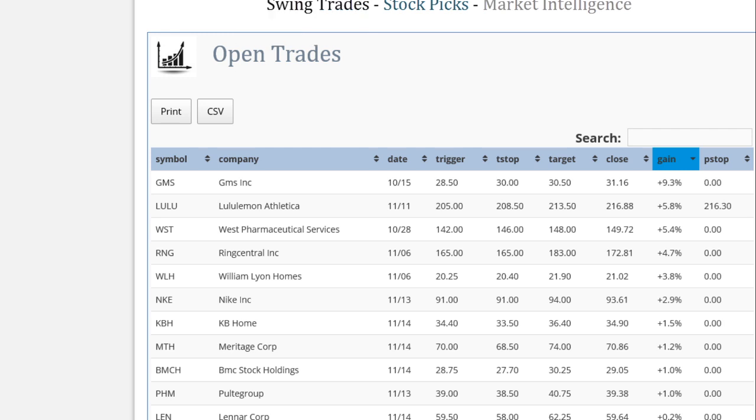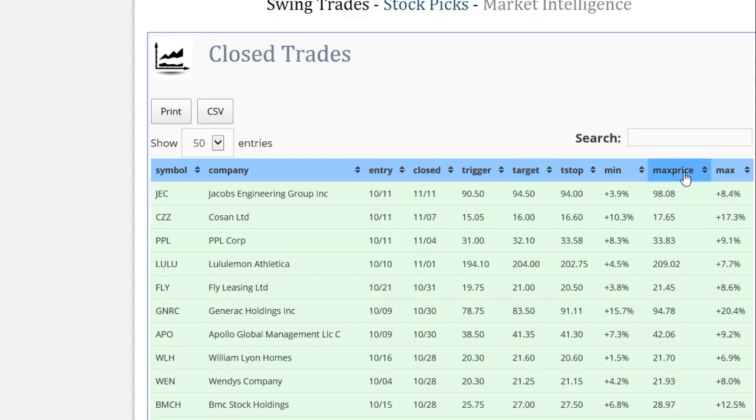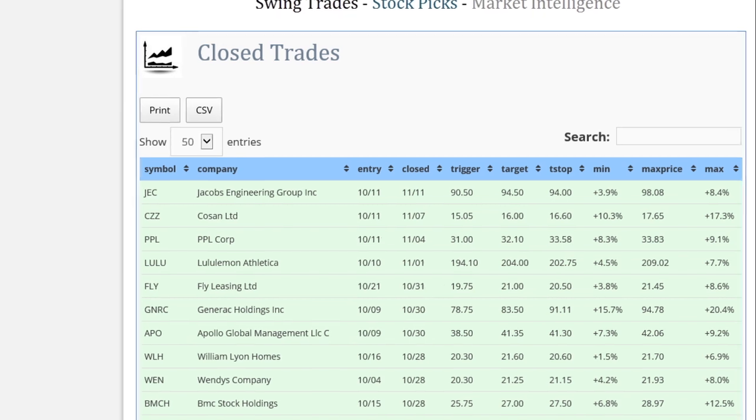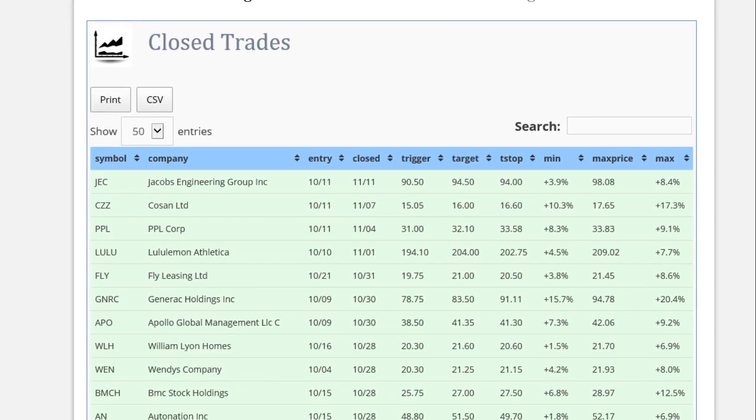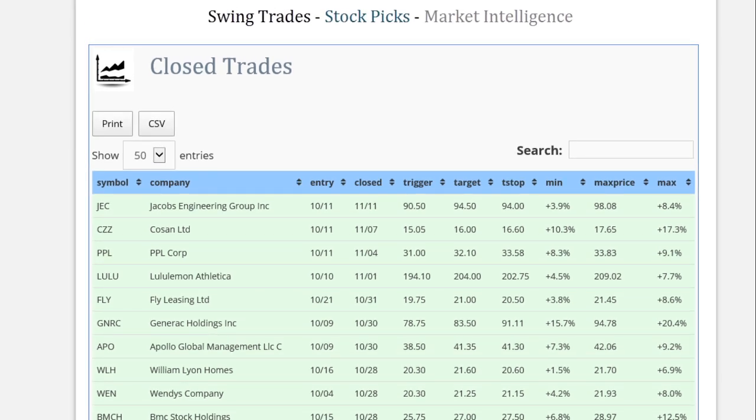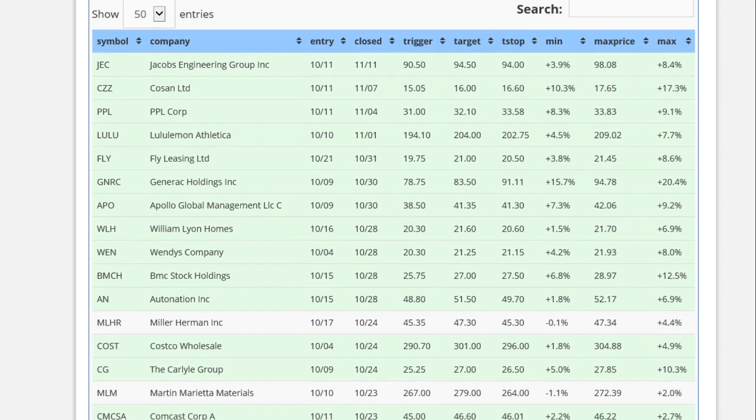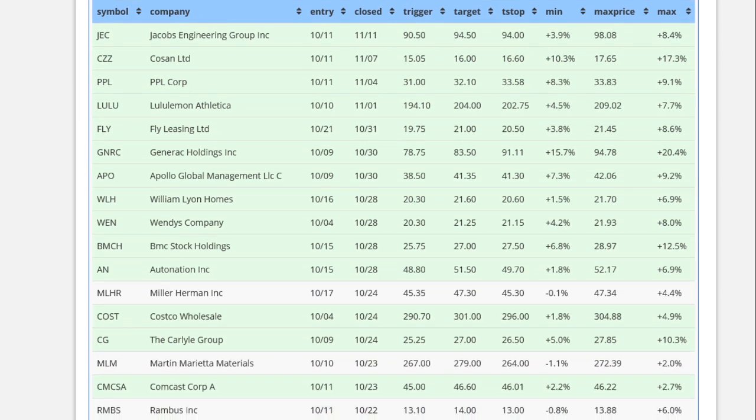The closed trades here. Last thing I want to talk about here, real quick, is some of these closed trades. Now we just had this big upcycle in the market, and so it makes sense, since you go back down here, you can see that like Wendy's on here. Wendy's was opened on 10/4. You can see the entry dates here, right?